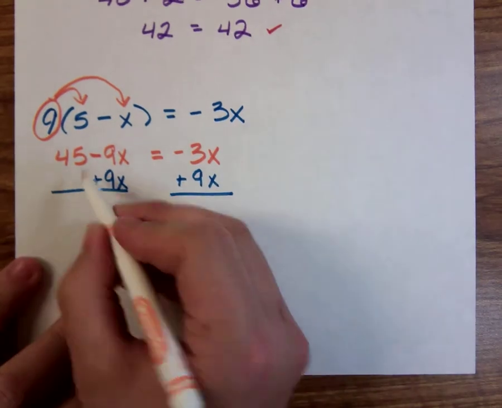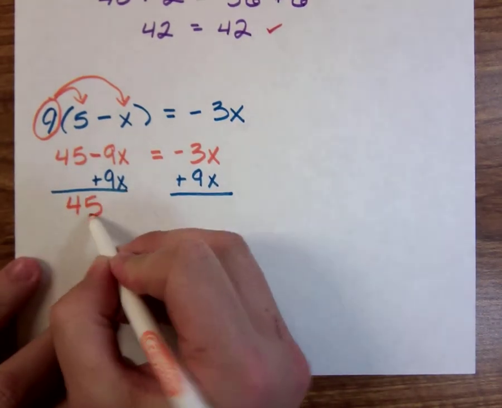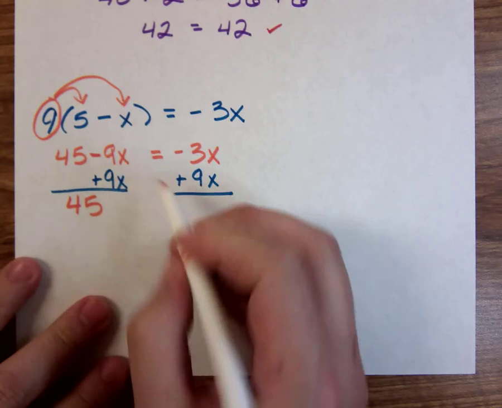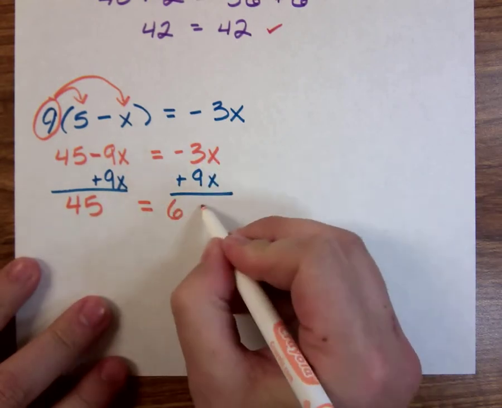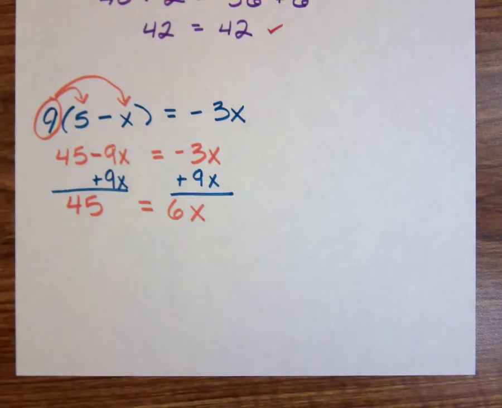So over here on the left side, I have the 45, and the x is canceled. Minus 9x plus 9x is 0. And over on the right side, negative 3x plus 9x is 6x. Now what?